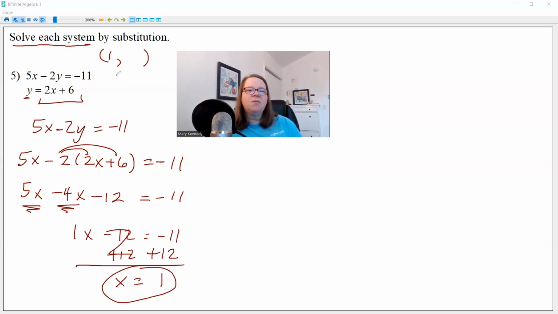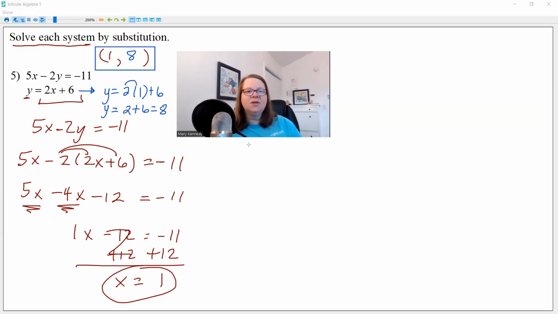Okay, so now I want to figure out what Y is. You can plug into either one, but it looks to me like it would be much simpler just to plug into the second one. Y equals 2x plus 6. Well, the x I just figured out is 1. So 2 times 1 is 2. Y equals 2 plus 6, which is 8. So the y value is 8. So the solution to the system is 1, 8. That's the answer to the question.